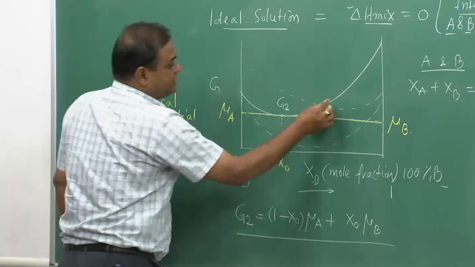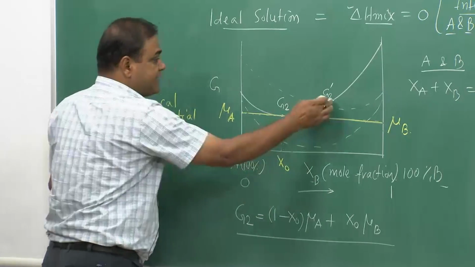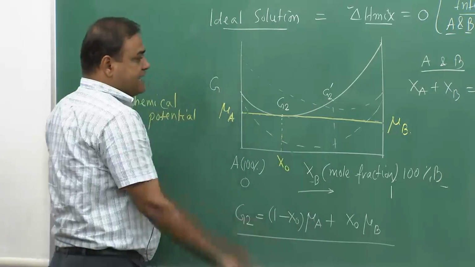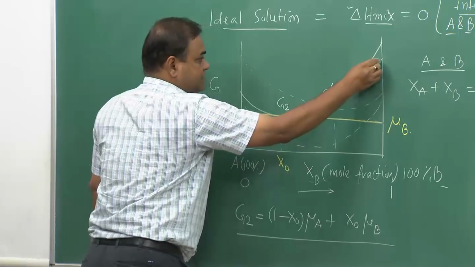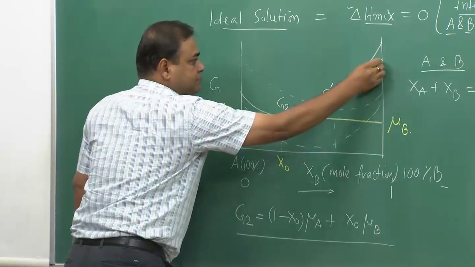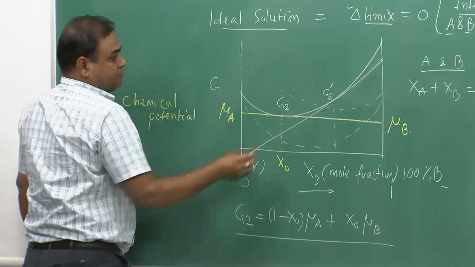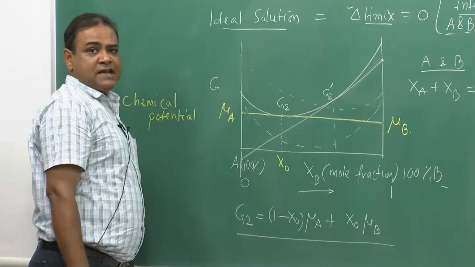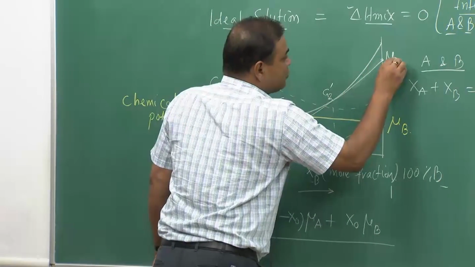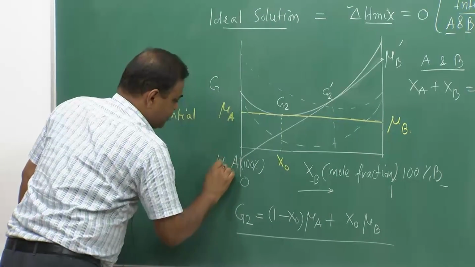Now, if I try to find out the value of G2 prime, that means the free energy at this composition, again I have to draw a tangent, not a common tangent, a tangent on this line, on this point, and it will cut here. So, this is a new mu B prime, and this is mu A prime.